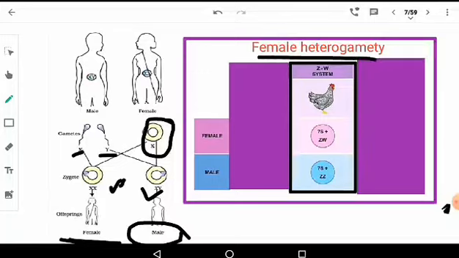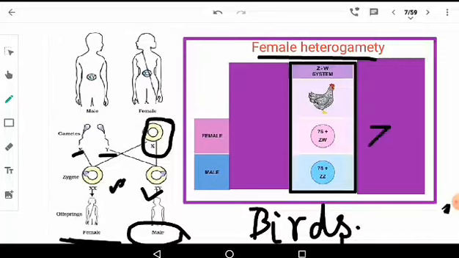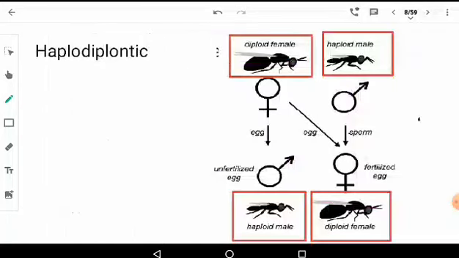Now let's move to the second type of sex determination, which is known as female heterogamety. Now female heterogamety is seen in the case of birds. Birds show female heterogamety or the ZW-ZZ system, where the females are going to represent ZW type of sex chromosomes, and males will produce only one type of chromosome, that is Z and Z. So we can say that in the case of birds, it is going to be male homogamety and females are going to represent heterogamety.